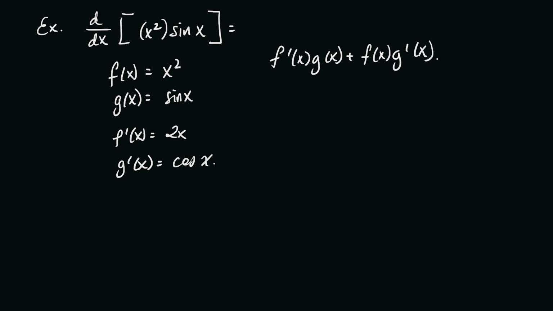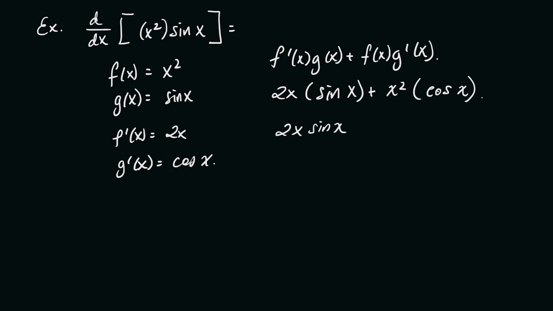And now we can start plugging in the stuff. So f prime of x in this case is just 2x, times the g of x, which was sine x, right? Plus f of x, which is x squared, times g prime of x, which is cosine x, right? And our simplified equation is just 2x sine of x plus x squared cosine x. Now that is our answer here. So it wasn't that bad, right?